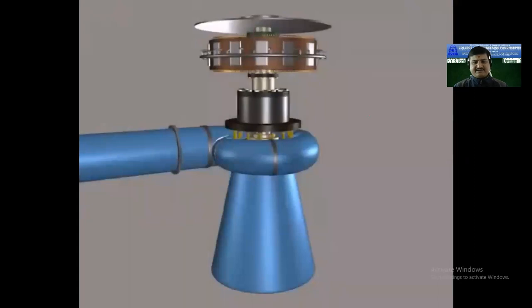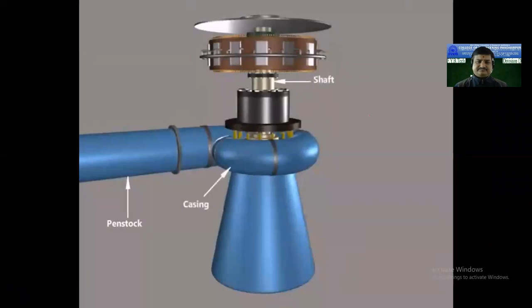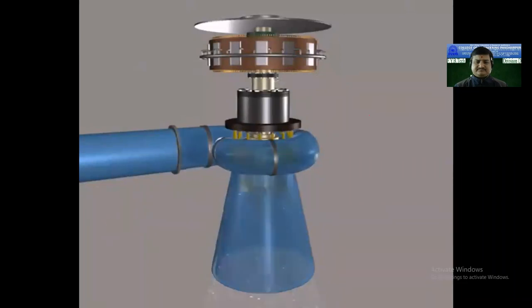So this is the Kaplan turbine, and you can see it is the vertical turbine. Okay, so this part which is at its top, this is the generator, and the remaining part is its mechanism. Penstock, casing, shaft, generator, draft tube, and see, this is the mechanism. Guide plates.